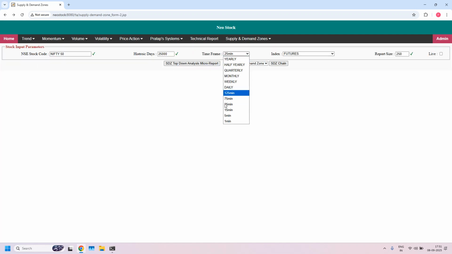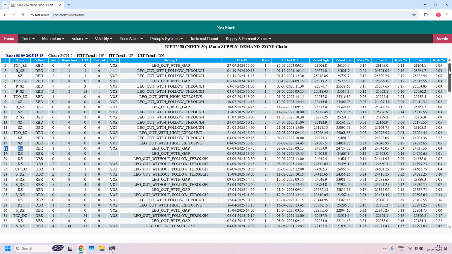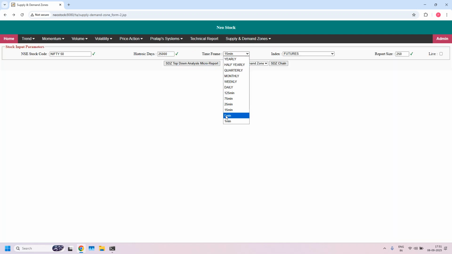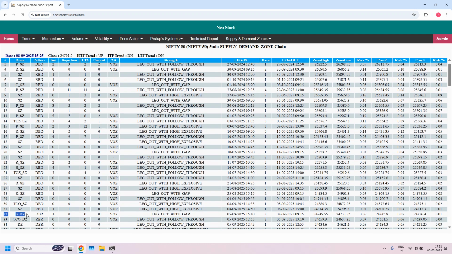Next, generating 15 minutes supply demand zone chain for NIFTY. This is the nearest demand zone to the current closing price. Okay, next, generating 5 minutes supply demand zone chain for NIFTY. The nearest demand zone to the current closing price is serial number 32.